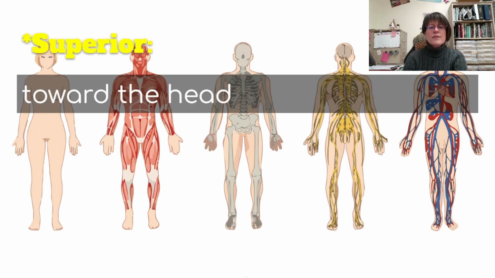Superior is toward the head. So think higher, superior. Something that is superior is higher. Inferior is toward the feet, and we see an F in there for feet, and also something that's inferior is lower. Medial is toward the midline, and we have the M's for medial and midline. Think medial, middle.